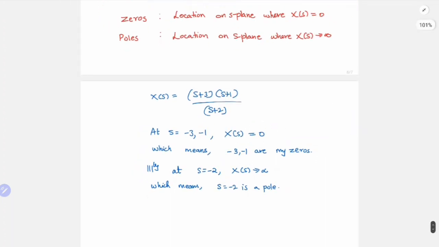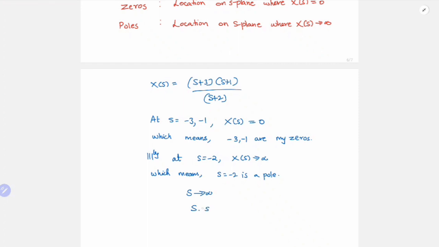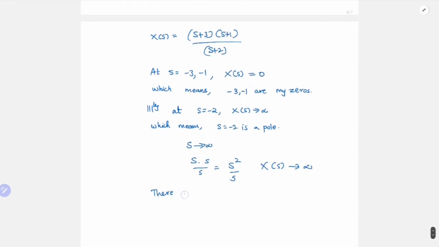And also if you observe, if I tend s to infinity, what happens? So it is dominated by s in the numerator. The numerator term is like s squared, but the denominator is just s. So X of s itself tends to infinity. So we can say there is a pole at s equal to infinity. In general, we don't consider it because we are only interested in what happens in the finite S-plane. But you should also know that the number of zeros and number of poles are always equal, and if some poles or some zeros are missing, then it means that they are present at infinity.